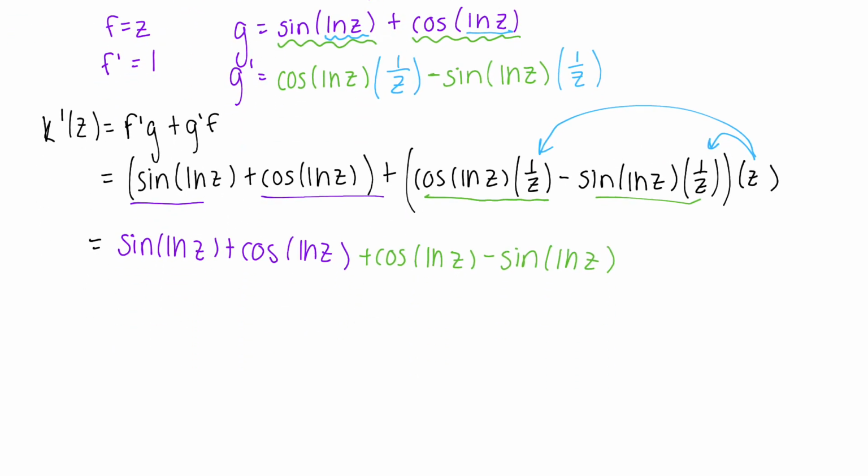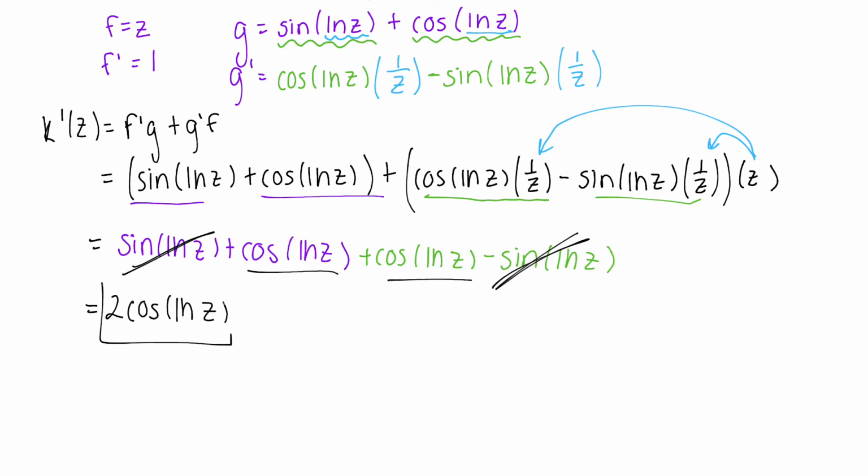I only mention this because it's a fun simplification, because then these signs cancel because you have plus and minus, and then you just have 2 of the cosine ln z's. So it actually comes out to be 2 cosine of ln z, which is pretty amazing. That the whole derivative of that nasty thing comes out to be 2 cosine ln z. Pretty spectacular.